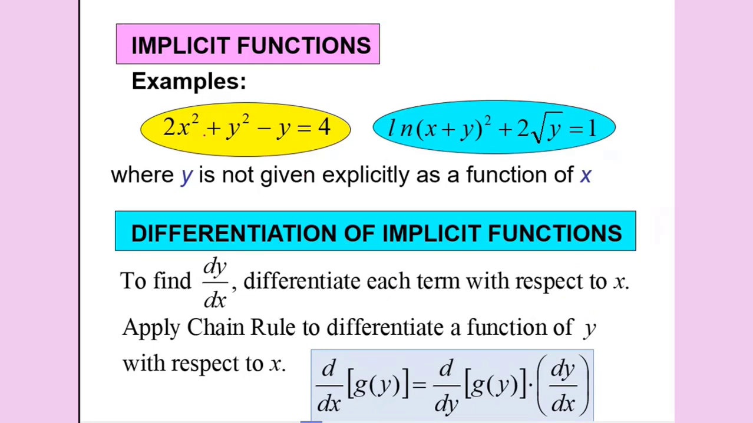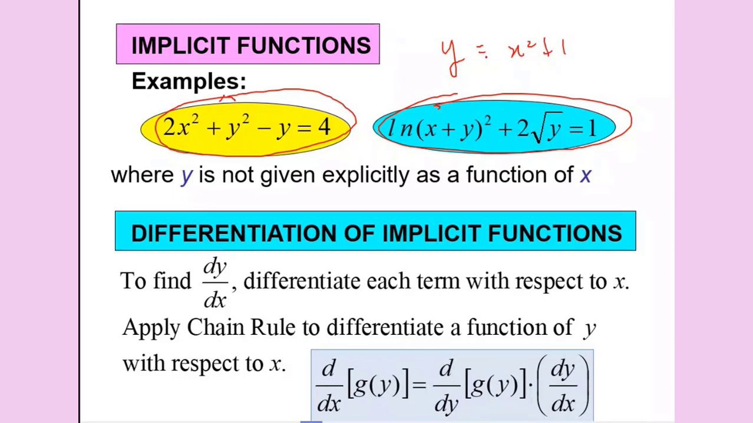For example, you need to apply implicit differentiation when this equation is given. This is an equation where you cannot write y as the subject, so you need to use implicit differentiation. This is the second example, an equation where y is not given explicitly. Same as y is equal to x squared plus 1. When given this expression, you can differentiate explicitly. Now, implicit.